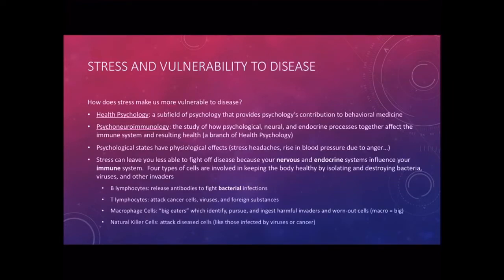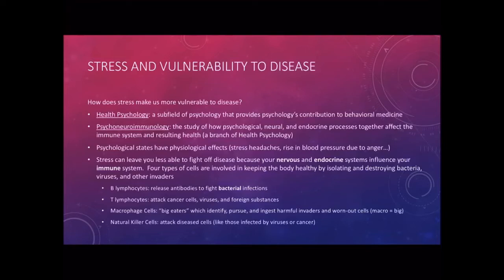Okay, and then we've got 4 types of cells that are involved in keeping your body healthy when you do have a stress response to something, or when something invades your body and your immune system is required to respond to that situation. So first you've got B lymphocytes, and these are responsible for releasing antibodies to fight bacterial infections. So on your worksheet, I want you to write down B equals bacteria, or B for bacteria. So B lymphocytes target bacterial infections. They fight bacteria.